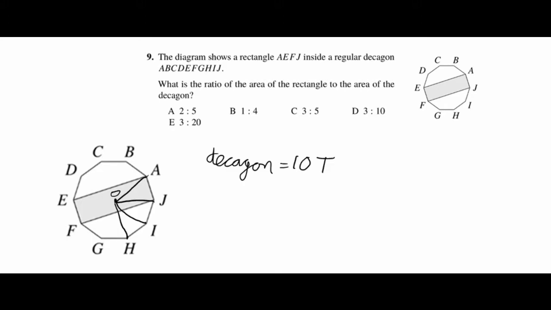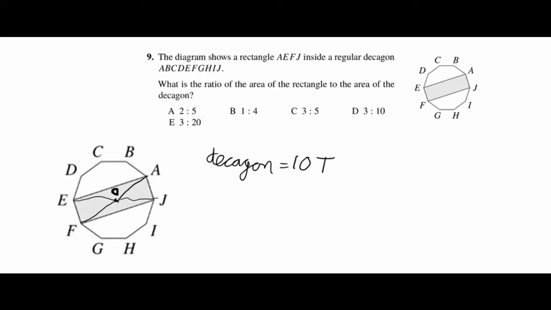So I'm just going to quickly rub out all these lines, and I'm going to mark the center again. Okay, so now we can clearly see that if we join the point O to each of the vertices of the rectangle, so to A, to J, to F, and to E, we have split the rectangle so that two of the triangles, namely AOJ and EOF, are the same as two of the triangles of the decagon.